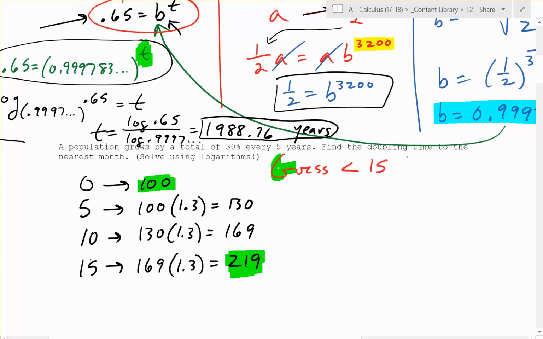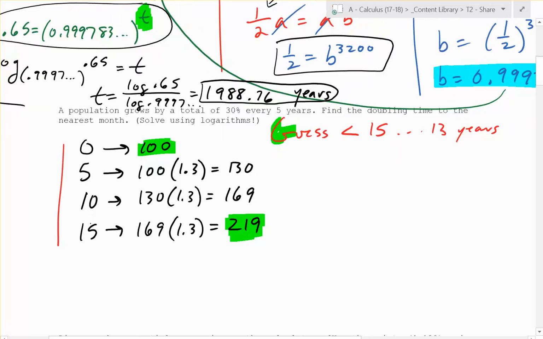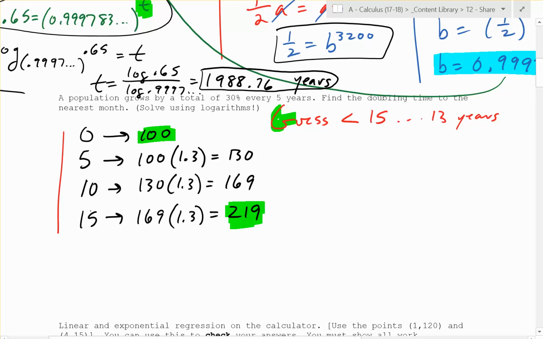So maybe 13 years. That's just a guess based on a table of values, but we want the exact time. Again, we're trying to find out when the population doubles. So the population turns from A, our initial, to 2A. That means the equation we're looking to solve is 2A equals A times B to the T.